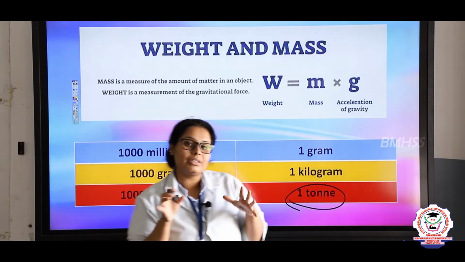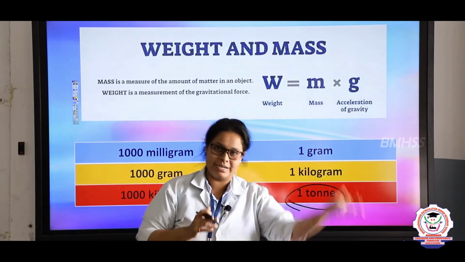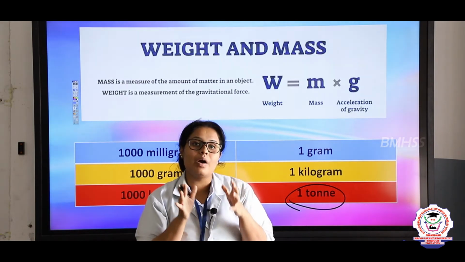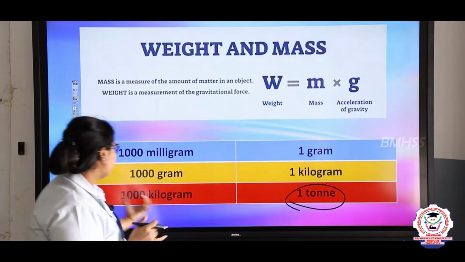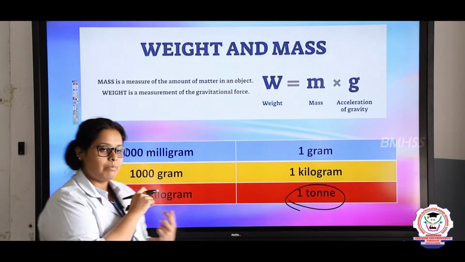Especially in foreign countries, whenever they are talking in bulk, they will say this is 1 ton, or for example 1000 tons. So 1000 tons is what? 1000 multiplied by 1000 kilograms, and you will get the value in kilograms, right students?